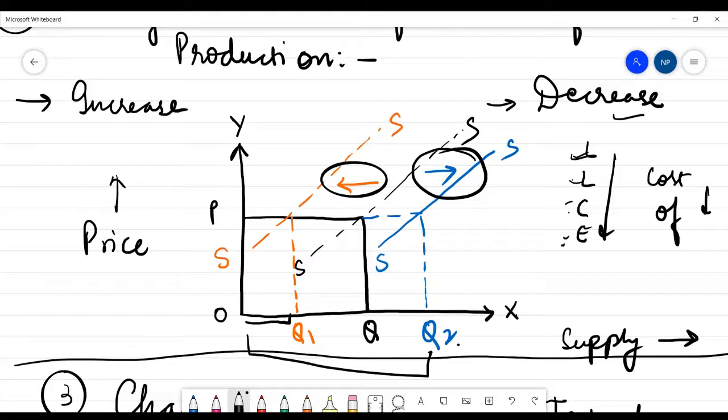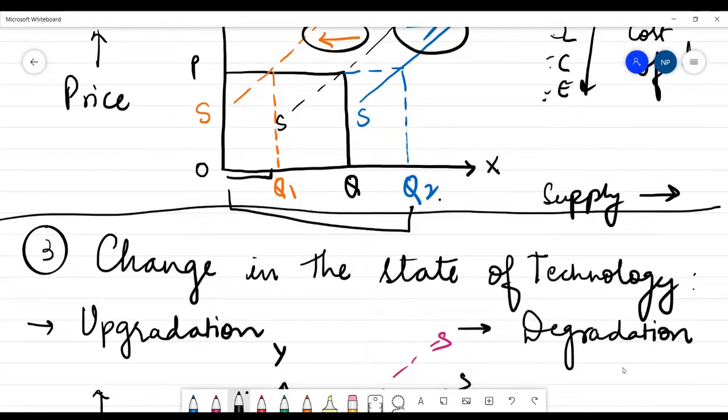I hope this is clear, children. Next, we move on to what happens when there is a change in state of technology.